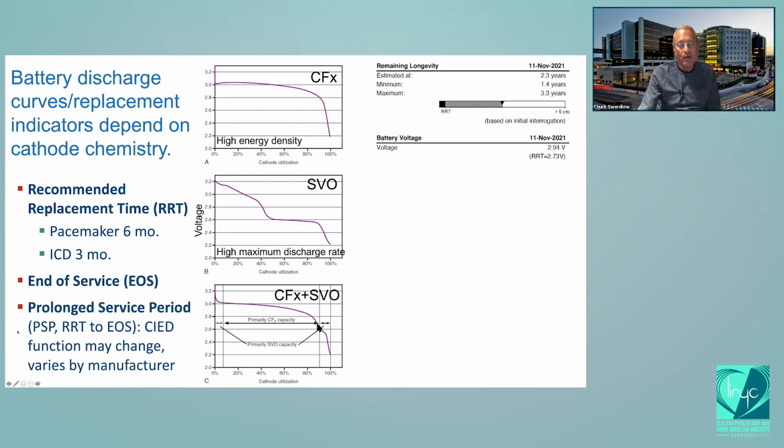And so when the voltage goes down to this level, you have an indicator. For example, if you look at the pacemaker programming screen, as Sylvain and Pierre do every day, you see battery voltage 2.94 volts, recommended replacement time voltage 2.73 volts, and they give you an estimate of how long you have.